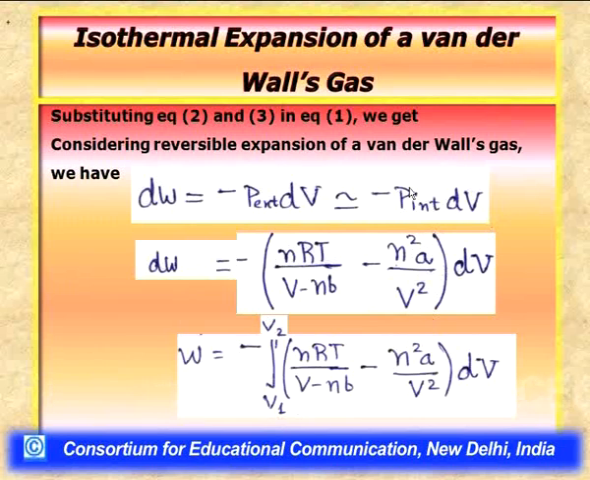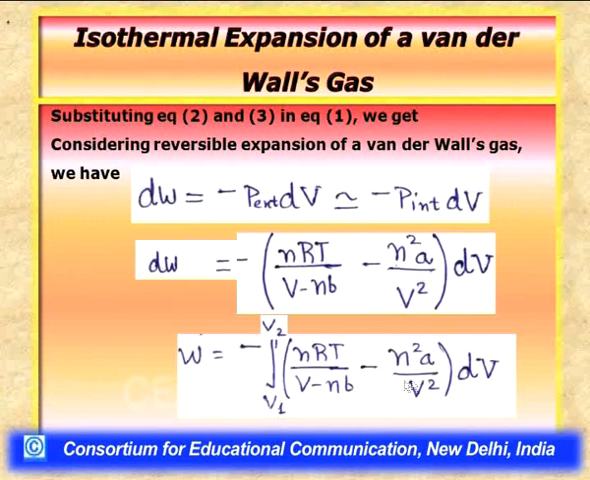Instead of P internal, we make use of the van der Waals equation and substitute the right hand side expression for P internal, multiplied with dV, the small volume change. Now, for calculation of the finite quantity of work involved in the expansion process, we can integrate this whole equation, where the integral of the left hand side would be equal to the work involved, and that is equal to minus integral V1 to V2 of nRT by V minus nb minus n square a by V square into dV.